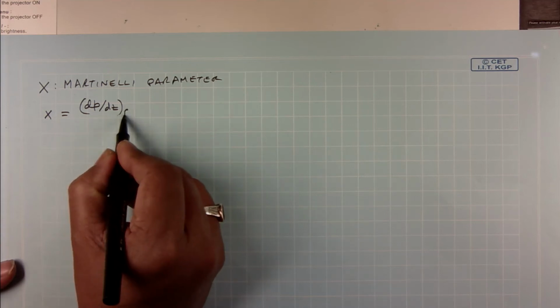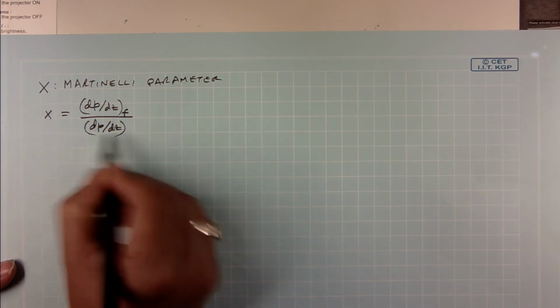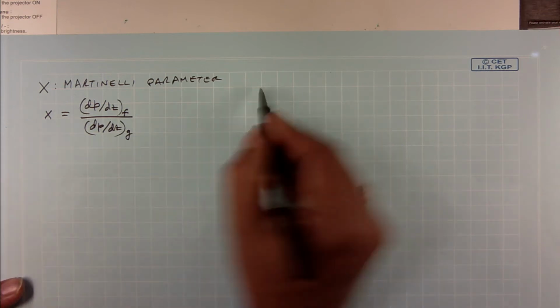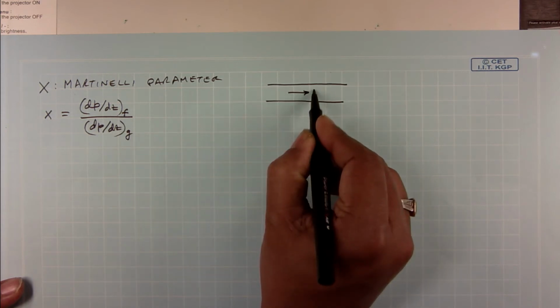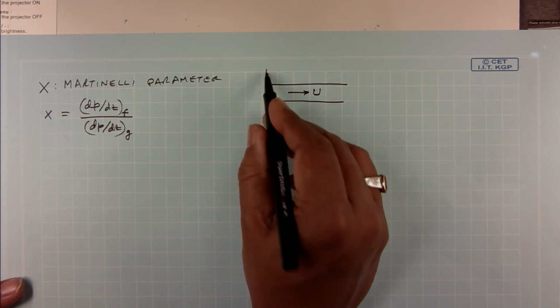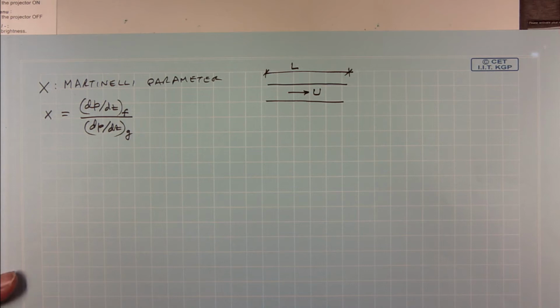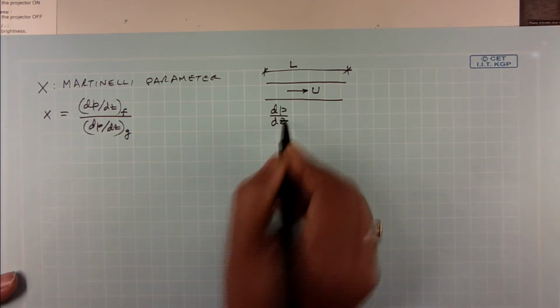the pressure drop in the liquid phase divided by the pressure drop in the gas phase. Okay, so if I have single phase flow, if the velocity is u, the length of the pipe is L, okay, what is my dP dz? Oh, it is not showing up, sorry.